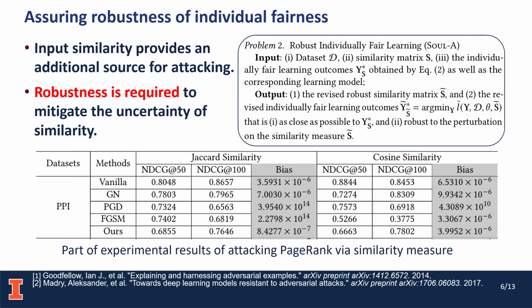Once we have the evaluation of the sensitivity of individual fairness, we want to take one step forward to ensure that the individually fair learning algorithm is robust to the change in this similarity matrix. We also want to point out that the input similarity is an additional source for attacks from malicious users. We did some experiments to attack the Inform algorithm by adding some L infinity constrained noise to the similarity matrix, and part of the experimental result is shown below.